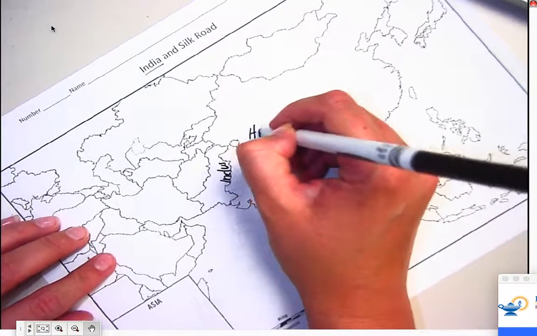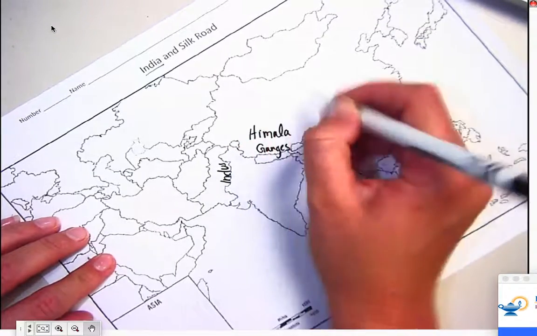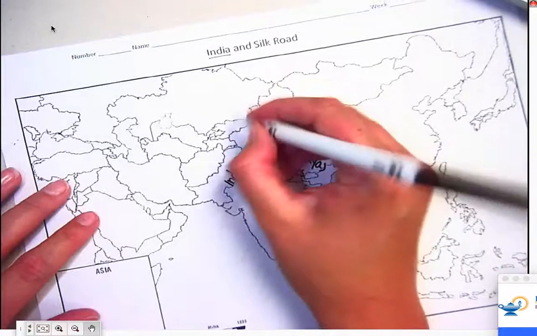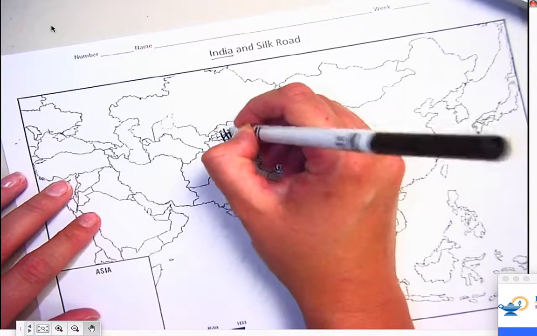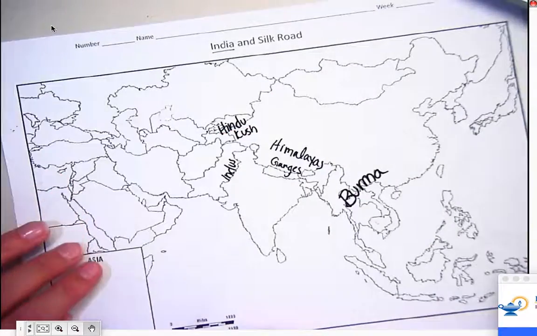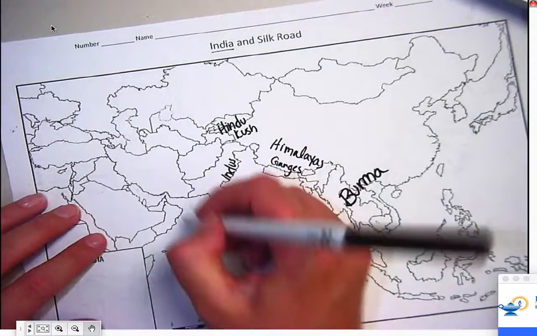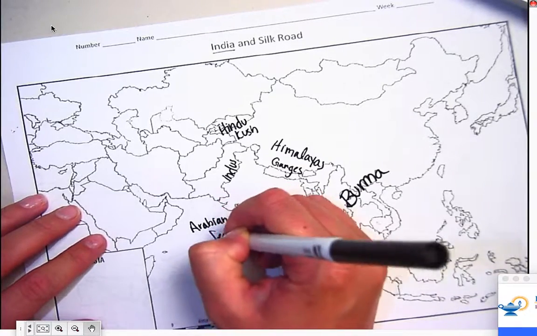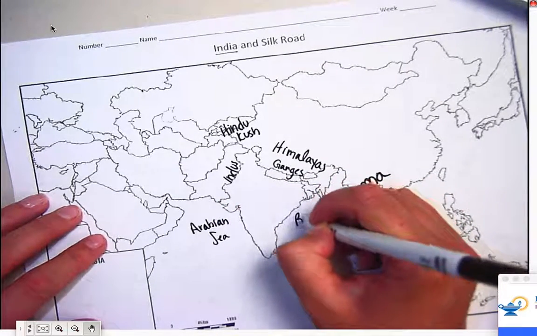What are the Himalayas? Yes, it's a mountain range. Then you have the Hindu Kush. What are the Hindu Kush? There you go. Okay, you have the Arabian Sea. You have the Bay of Bengal.